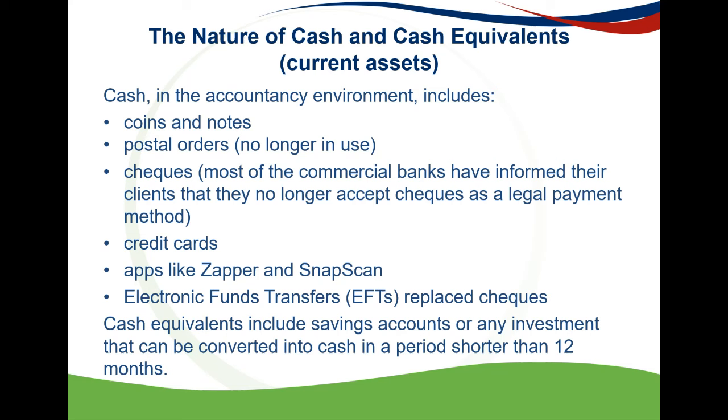Now, your cash in the accountancy environment includes coins and notes, which you all know. Postal orders, for the older people, someone like me, we used these quite a lot in the olden days when we had to do payments. You could go to the post office and get a postal order for a certain amount. You could also have used it for paying traffic fines and stuff like that, to send it to the traffic office. But yeah, they're not really in use anymore.